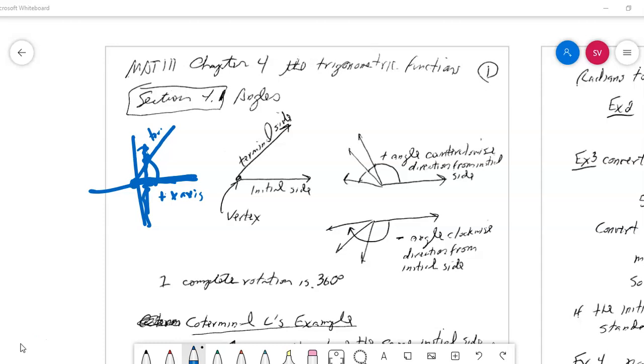Now you can see here, as you take this line and make your way towards the left, it's going to go in a counterclockwise direction, and it's going to give us a positive angle. Now, if we start from the initial side, which is the positive x-axis, these are the same thing, and you go to the left in a clockwise direction, you're going to end up getting a minus angle. When we graph, if we were to go completely around, that's one full rotation, that's going to be 360 degrees.